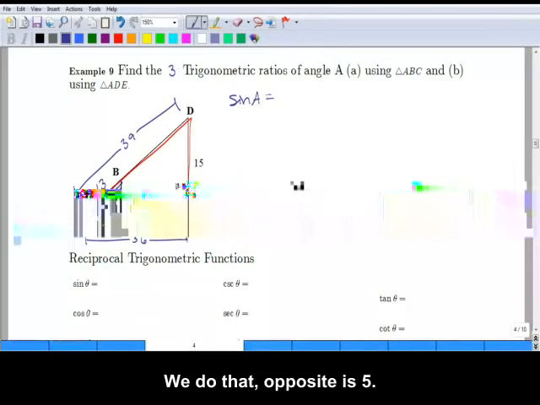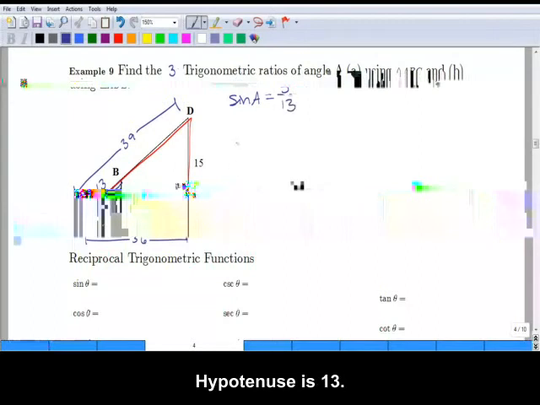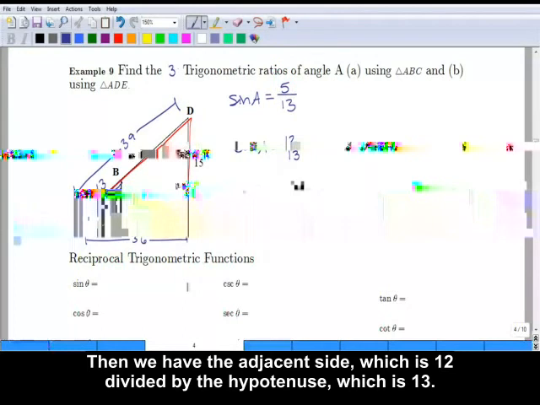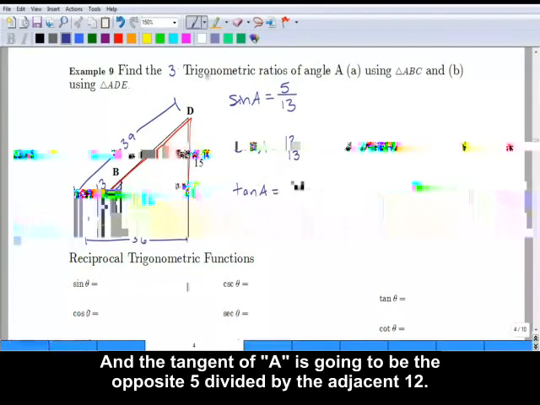Now let's go through and find sine of A for the smaller triangle. If we do that, opposite is 5, hypotenuse is 13. We look at cosine of A, and then we have the adjacent side, which is 12, divided by the hypotenuse, which is 13. And the tangent of A is going to be the opposite, 5, divided by the adjacent, 12.